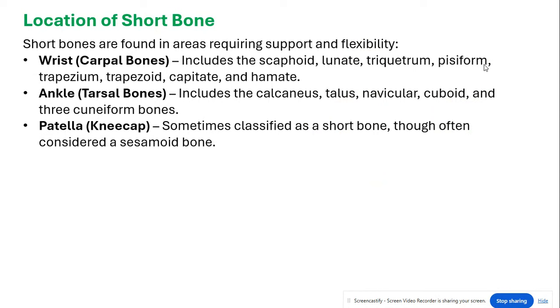Okay, ankle includes the calcaneus, talus, navicular, cuboid, three cuneiform bones. Patella sometimes classified as short bone, but it's actually a sesamoid bone. Okay, we'll talk about it. Though often considered as the sesamoid bone. Okay, the reason why it may be classified as short bone is because it's very short. Okay, it's wider than it's long. That's what the definition is.